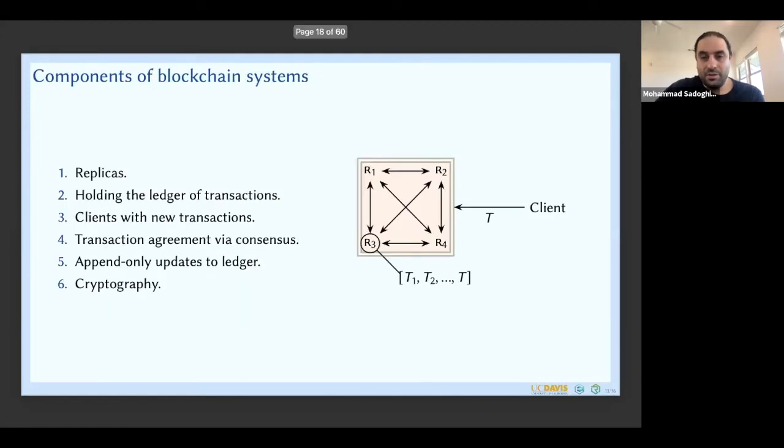So let me just pause here. Any questions on the setup of the consensus, and how these blockchains or distributed replicated systems are set up?